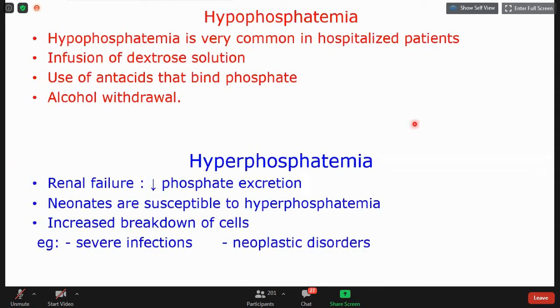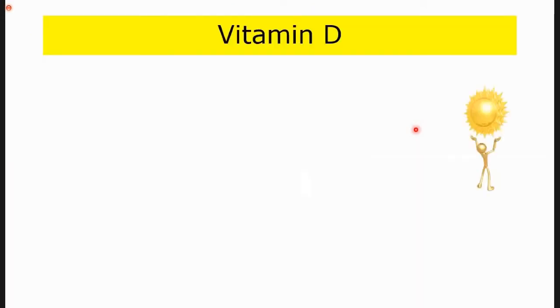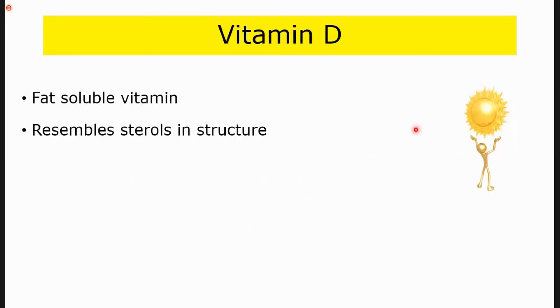Okay. Now, coming to vitamin D, that is a sunshine vitamin. It is a fat soluble vitamin. It resembles sterols in structure. It contains a sterol structure which is very similar to cholesterol and other steroid hormones. It functions like a hormone because it has its own vitamin D receptor.